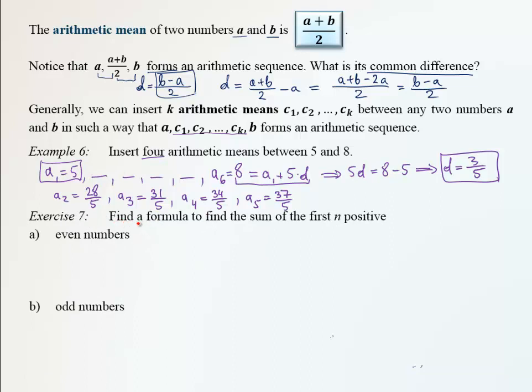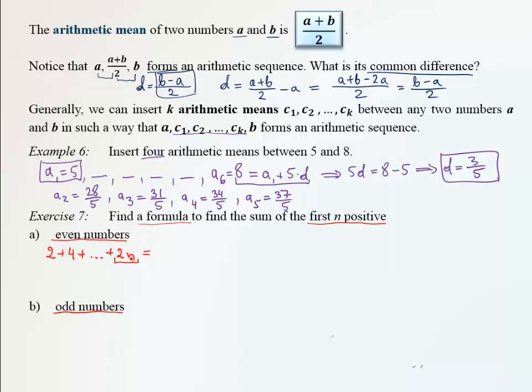We need to find a formula to find the sum of the first n positive even numbers and then odd numbers. So the first n positive even numbers, let's list them. That will be 2 plus 4 plus a few more numbers until we reach 2n. That's the nth term of even numbers. And how can we calculate this? Well, we could do it in 2 ways.